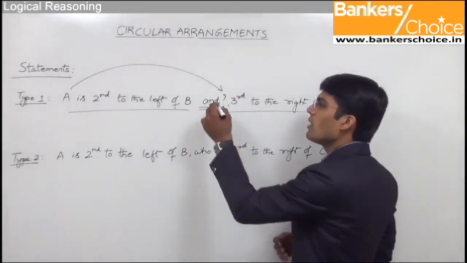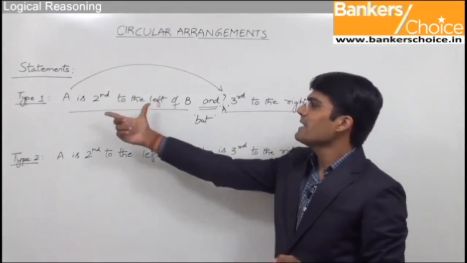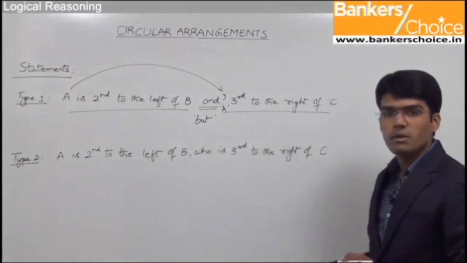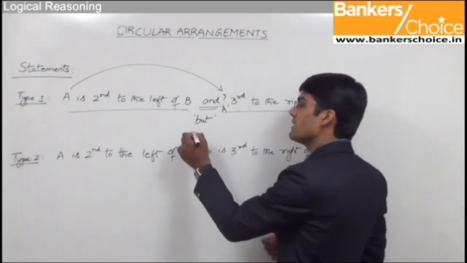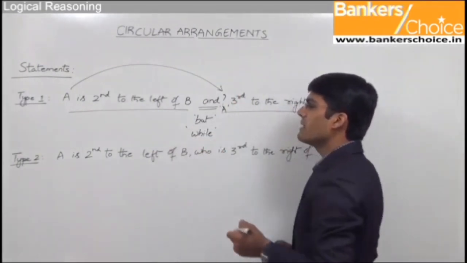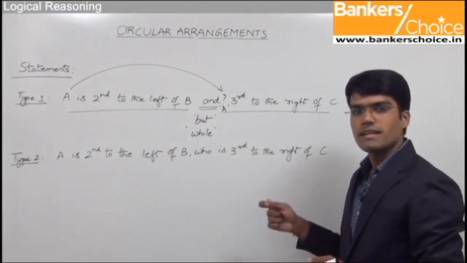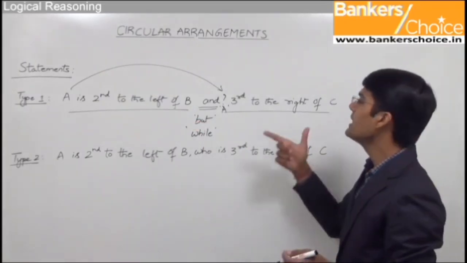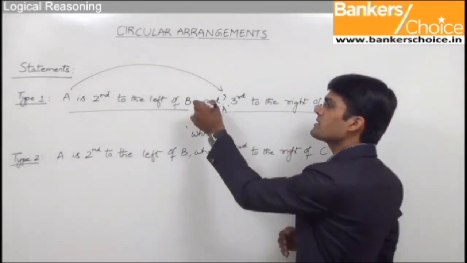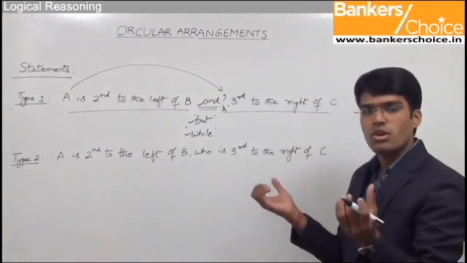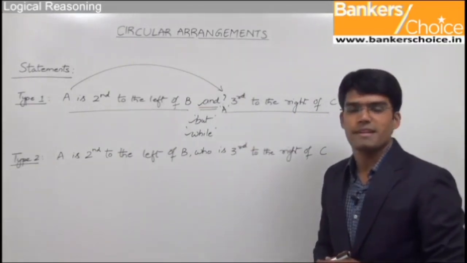Similarly, sometimes instead of the word and, the word but is used. Even in this case, that is A is second to the left of B but third to the right of C, we always refer to the first person in the second part of the statement. And the third possible case would be while. That is, the statement would be A is second to the left of B while third to the right of C. So we should take it in such a way that A is second to the left of B and A is third to the right of C. So from this statement we can understand that whenever a conjunction like and, but or while is used to connect two different statements, we can understand that the second statement always refers to the first person.